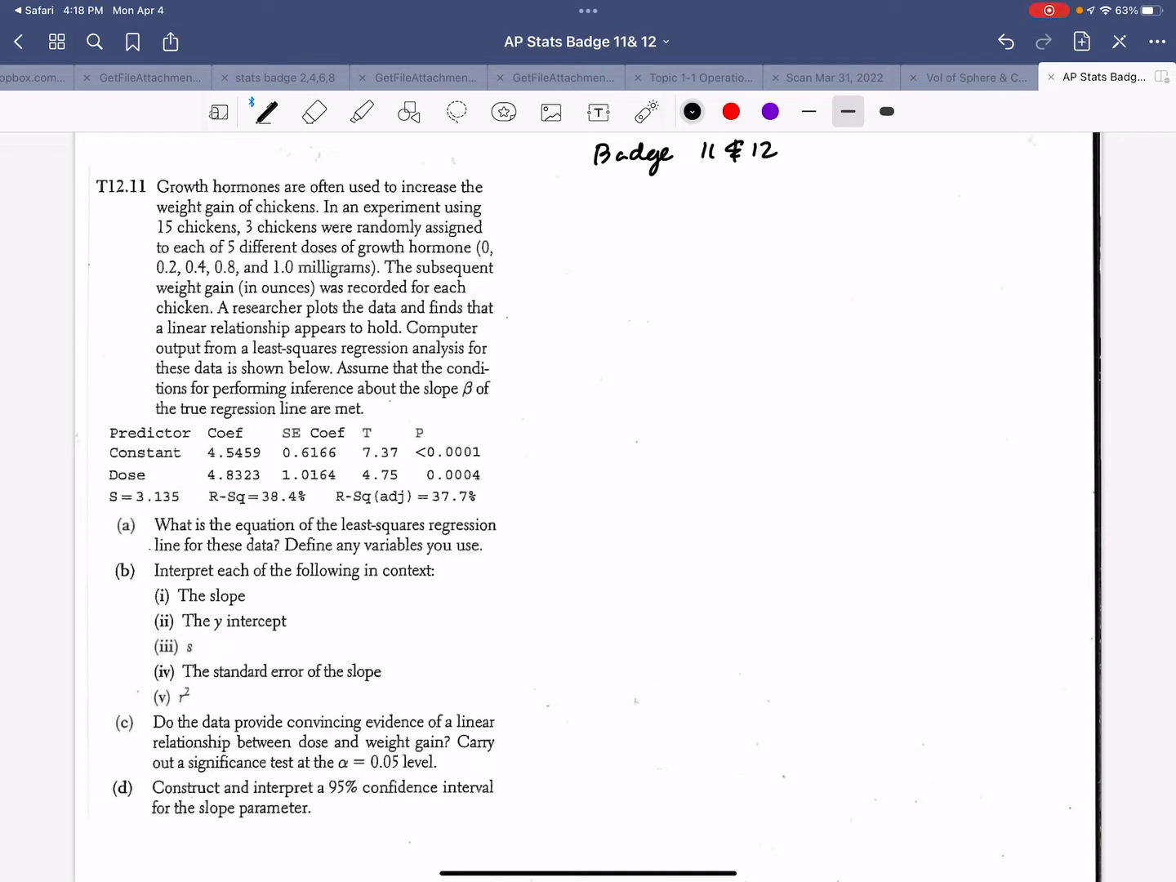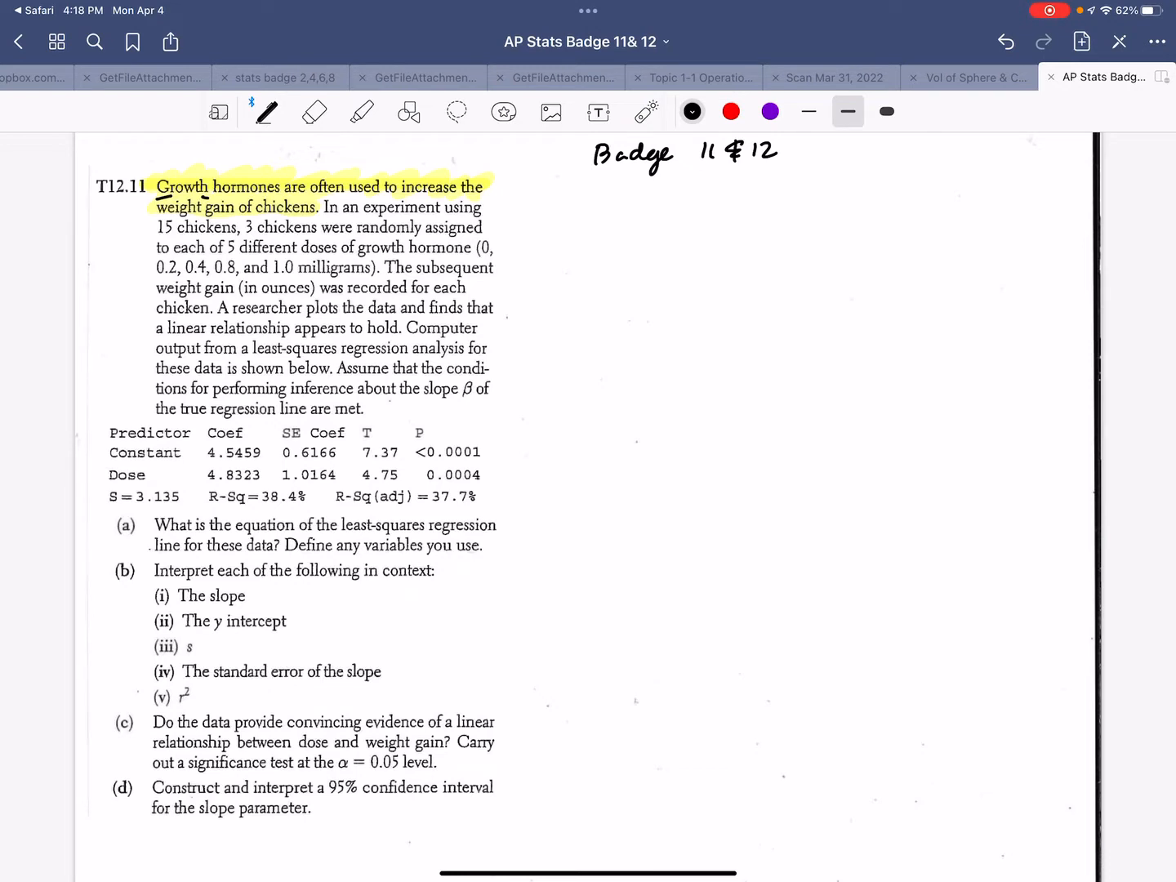It says growth hormones are often used to increase the weight gain of chickens. So we've all seen that in the store. It's like, oh, there were no growth hormones used in this chicken, or there were growth hormones used. Some people don't like that they're used, but unless it says they're not used, you can assume that growth hormones are used in chickens to increase their size, to make sure that they gain weight and they're as big as possible before they are killed and eaten.